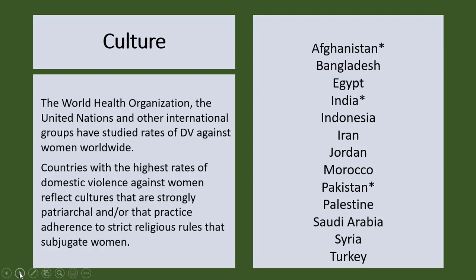The countries with an asterisk next to them, Afghanistan, India, and Pakistan, actually have the highest rates of domestic violence against women, even amongst all these other countries that have high rates. So the rates are extraordinarily high in Afghanistan, India, and Pakistan. And the case we're going to learn more about this week on honor killings is actually from Pakistan. The World Health Organization and United Nations have estimated that upwards of 60% of all women in these countries experience some form of domestic violence during their lifetimes. Extraordinarily high rates.